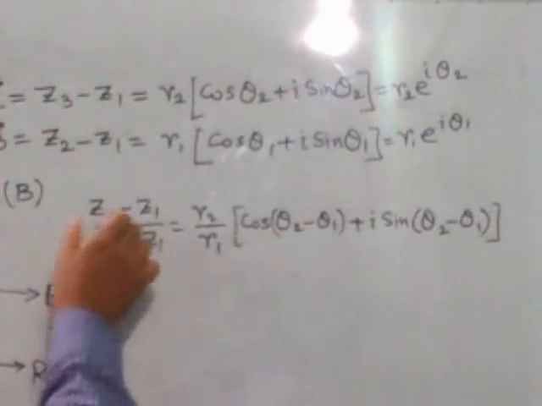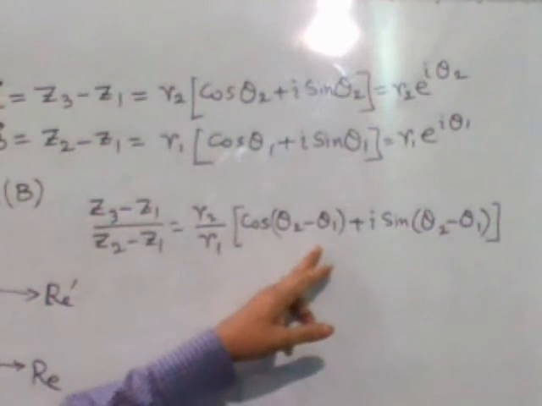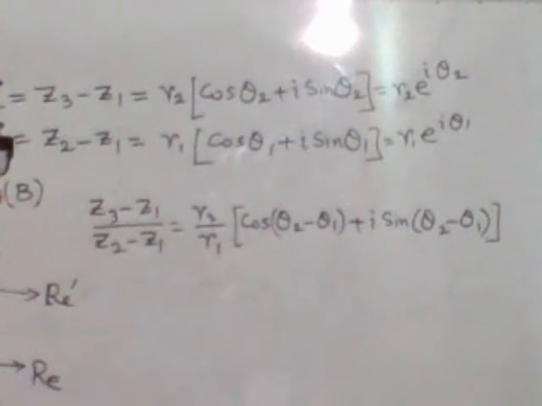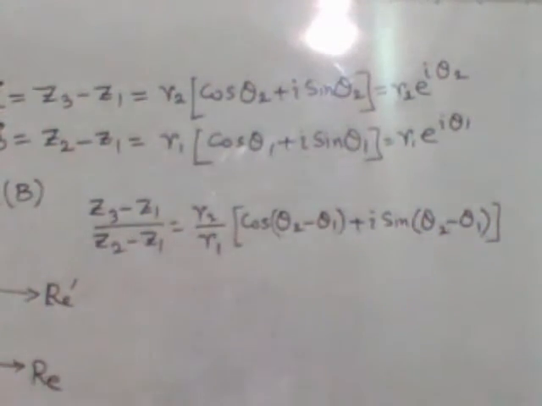So now Z3 minus Z1 by Z2 minus Z1 is another complex number, which is cos θ2 minus θ1 plus I sin θ2 minus θ1. R2 by R1 is the modulus of these two lines. R2 is the length of the AC vector, and R1 is the length of the AB vector.